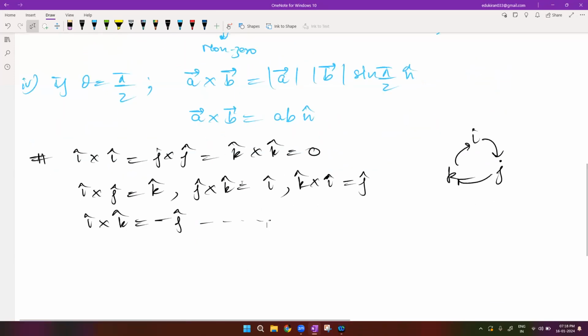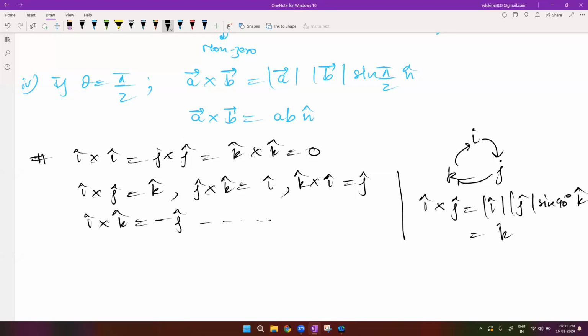Right? Why did this happen? Because if you are multiplying, I can explain one, and all others will follow the same strategy. Take a vector which is I: magnitude of I, magnitude of j, angle between them, which is sine 90, because I and j are perpendicular to each other, and a direction perpendicular to both of them, which is k. Now I is a unit vector. This is 1, this is 1, this is 1. This is just simple k, right? All others are also following.